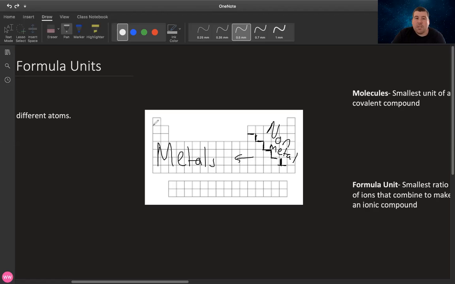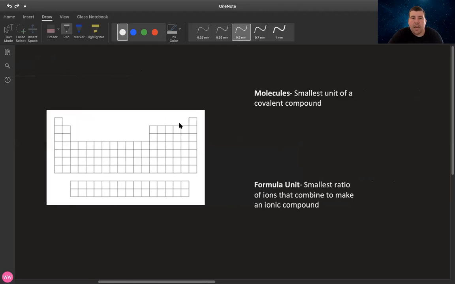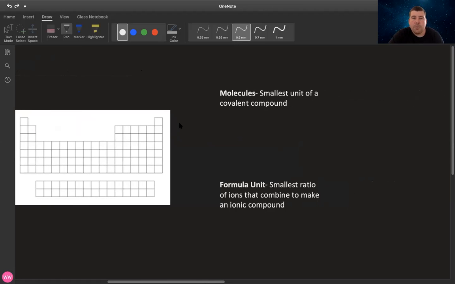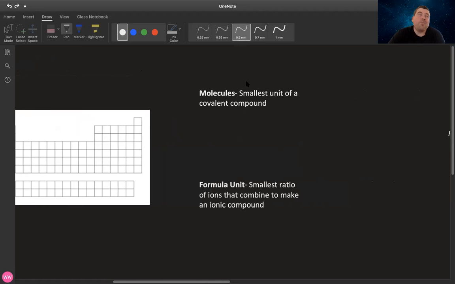The only exception to this is up in the left-hand corner, which is hydrogen. Hydrogen is a non-metal, even though it is located on the left-hand side of the periodic table. So keep that in mind for what I'm going to describe next. The reason that this is important is because some of the types of substances on the periodic table can be determined based on where they are on the periodic table.